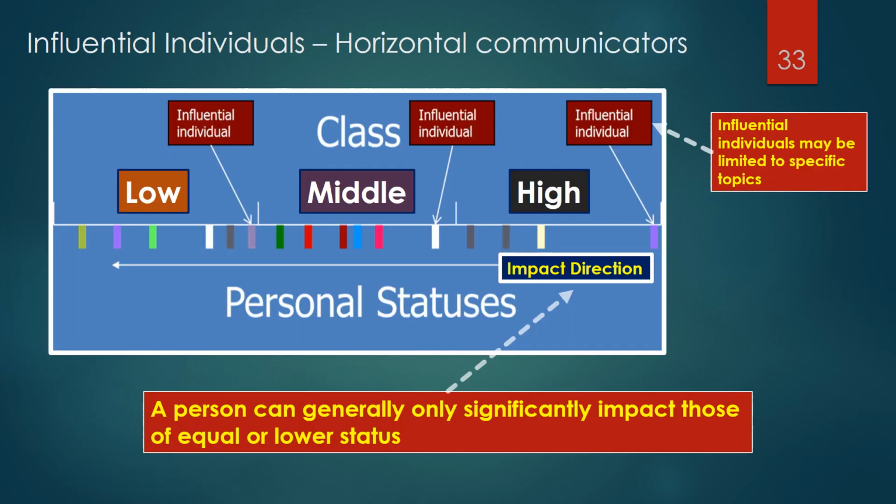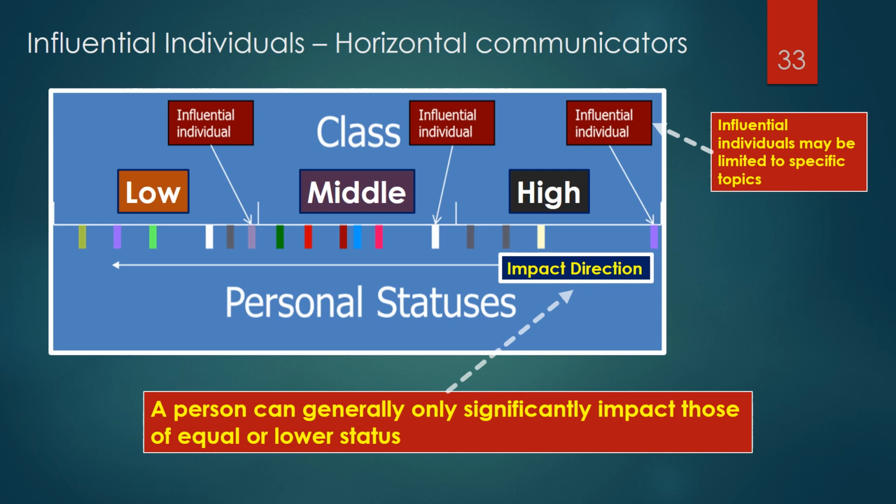With that last statement in mind, a person can generally only significantly impact those of equal or lower status. Influential individuals are located at the upper end of each class in a community. These influential individuals are the go-to people of the community who have exceptional skills to influence community members. These individuals are commonly informal leaders, also known in the literature as horizontal communicators, peer communicators, opinion leaders, influential individuals in class, and champions. These individuals have exceptional ability to influence the beliefs, values, and resultant behaviors of those in their class but equal to or below them in status.